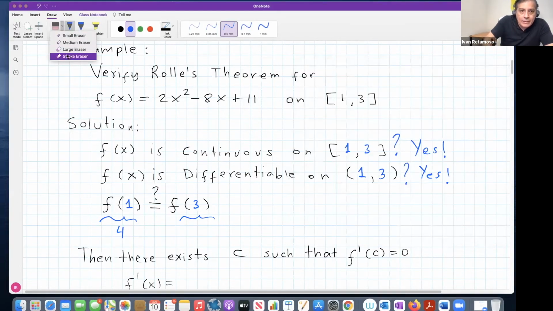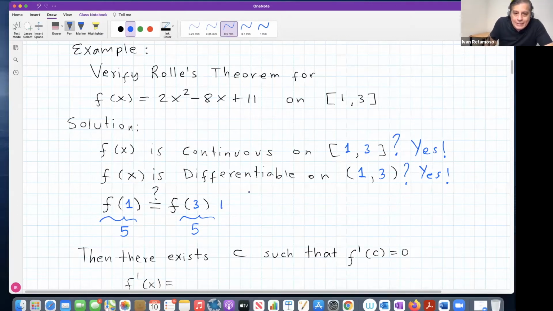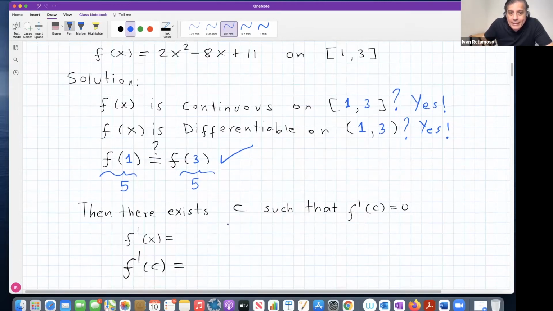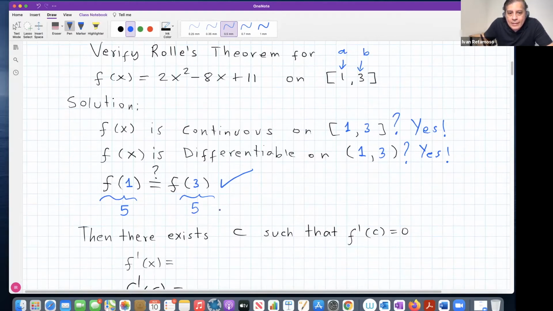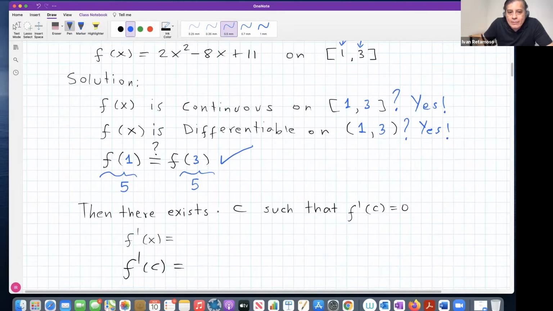Always, guys, when you cannot compute something in your mind, do it with a calculator to check, right? These are 5, so this checks also. F of 1 is 5, and f evaluated at 3 is also 5. So the 3 conditions for Rolle's theorem are satisfied. Now let's find that c between a and b. Remember, this is going to work as our a, this as our b. Let's find that c between a and b such that the derivative at c is equal to 0.